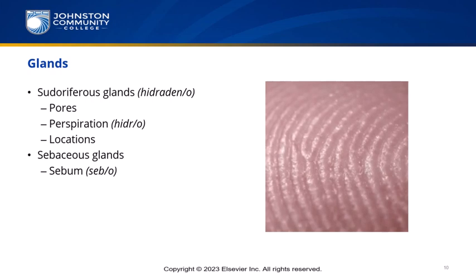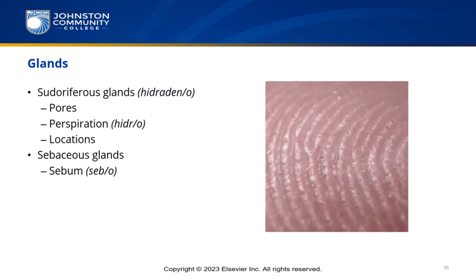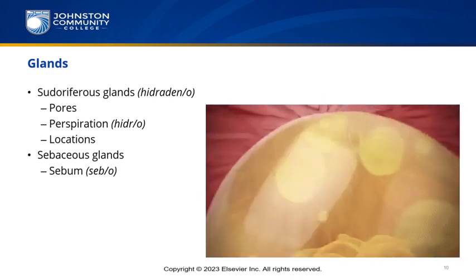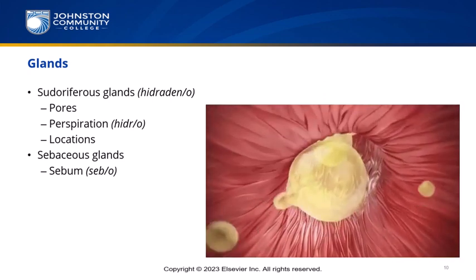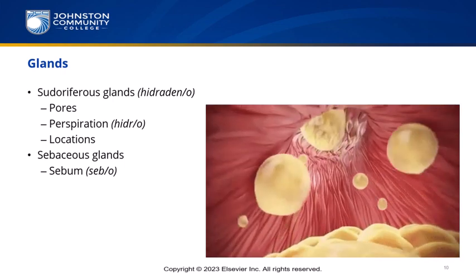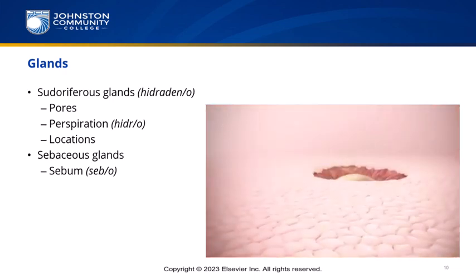These pores are present on the soles of the feet and the palms of the hand, the axillae. Remember, axillo is our word part for armpit. Also, upper lip and the forehead. Then we have the sebaceous glands, which secrete an oily substance termed sebum, which serves to lubricate the hair and the skin. Note that the combining form is not tricky, it's simply sebo.